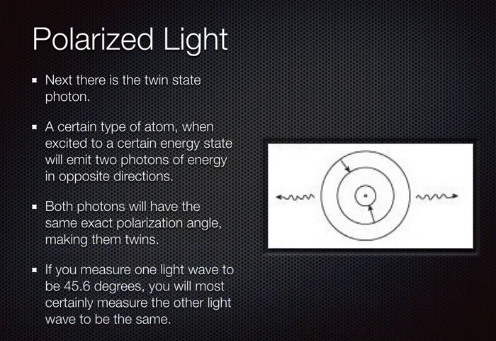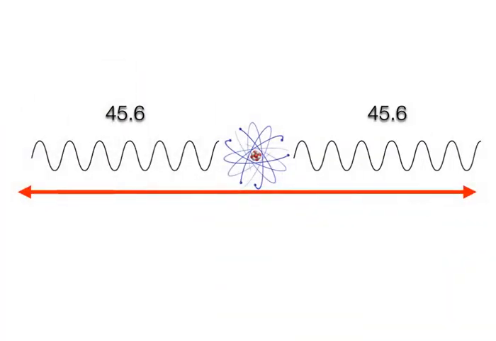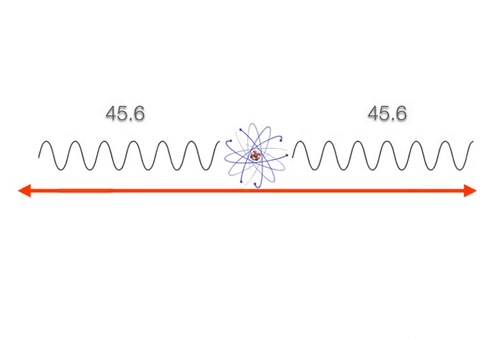So if you measure one light wave to be 45 degrees, here's the twin state photon, it shoots two out, right? I measure it, it's 45 degrees. Anne's over there. As soon as Anne measures hers, it's going to be 45 degrees, because they're twins. They're always going to be the same, all the time. And as you can imagine, this would be very helpful for Einstein's experiment.